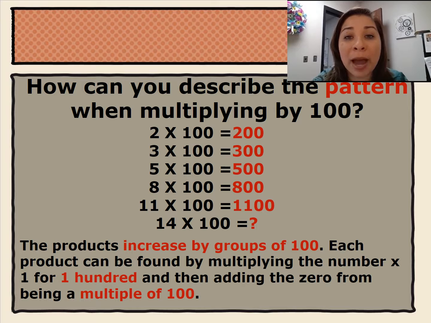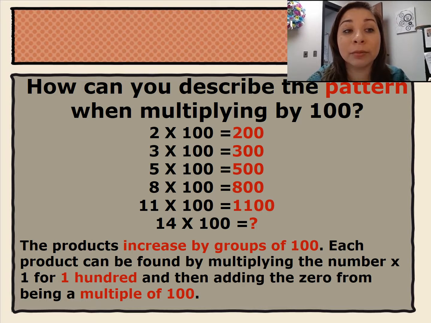If you follow the pattern, what would 14 times 100 equal? Your product would equal 1,400. The products increase by groups of 100. Each product could be found by multiplying the number times 1 for 1 times 100 and then adding the 0s from being a multiple of 100.